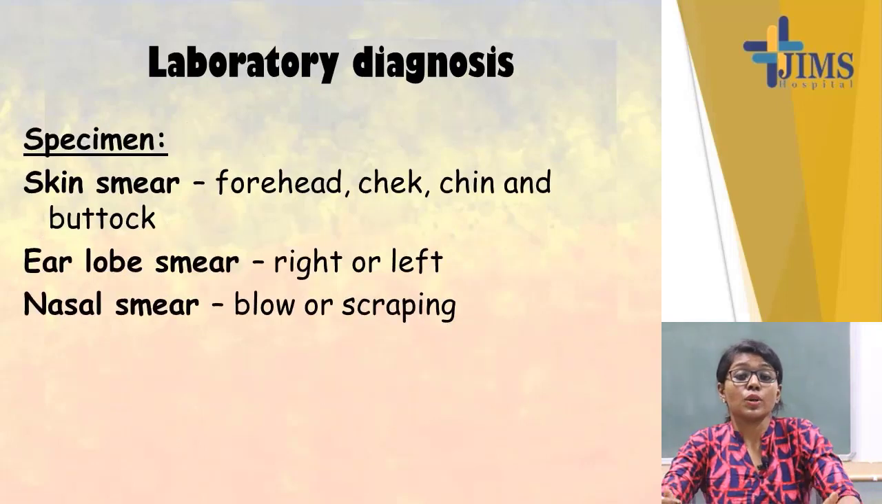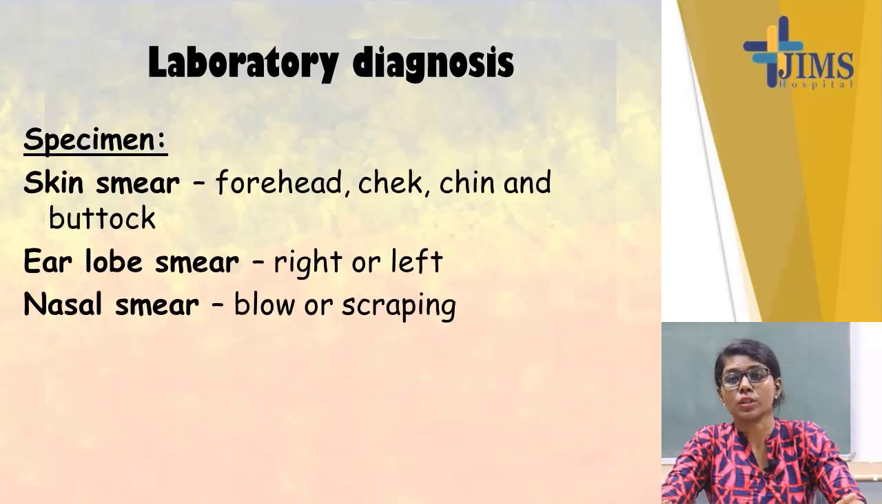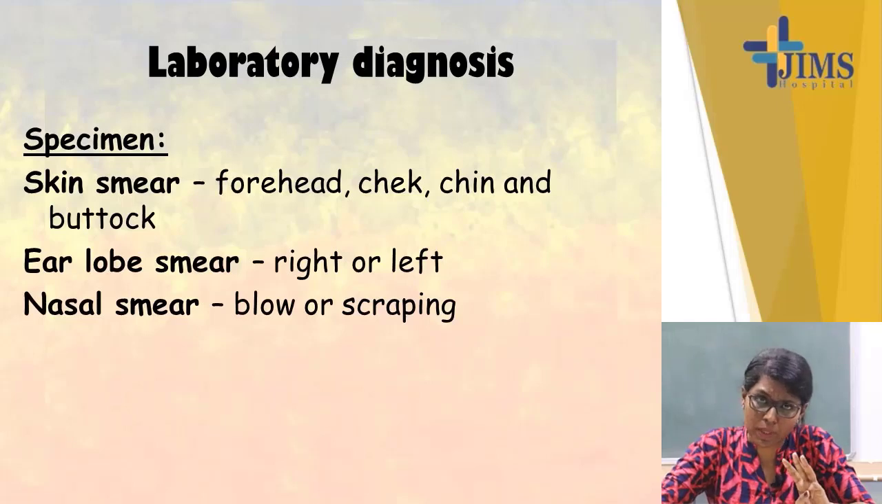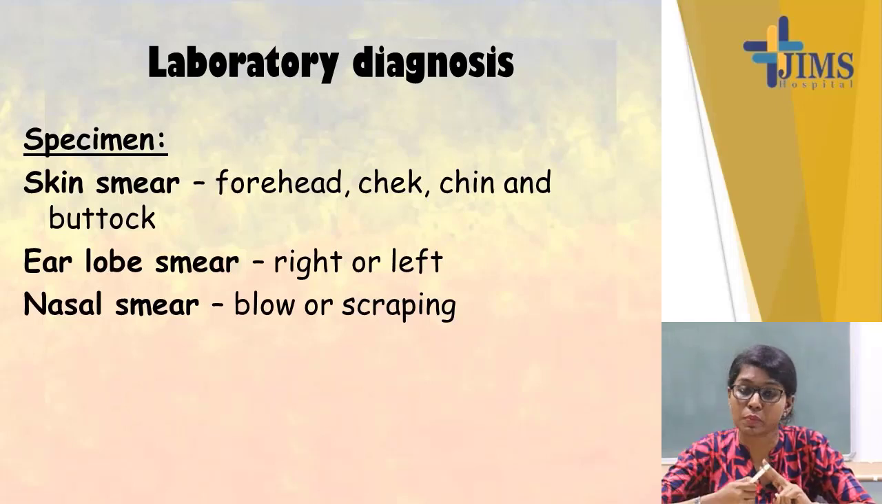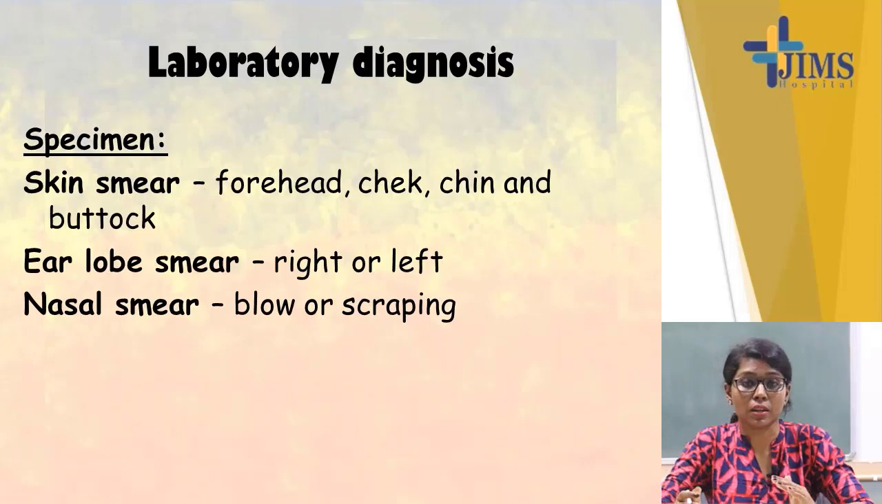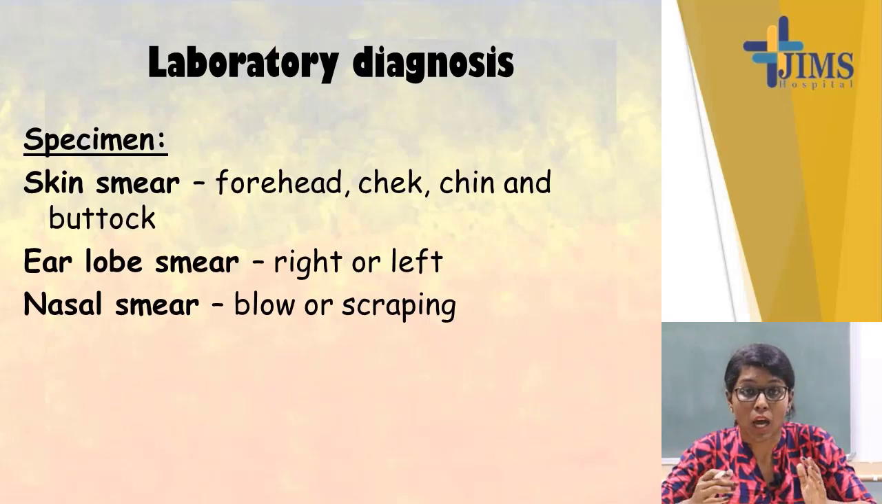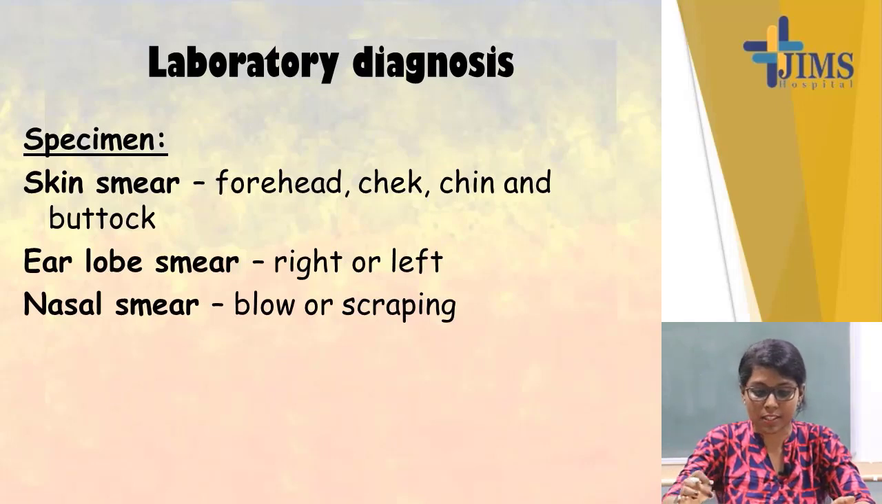Okay, so what kind of specimens can come to you for lab diagnosis, or rather what kind of specimens will you ask for? There can be 3 kinds of specimen. Number 1, skin smear. Number 2, earlobe smear, and number 3 is nasal smear. A skin smear is famously known as slit skin smear. How do you proceed with this particular specimen?